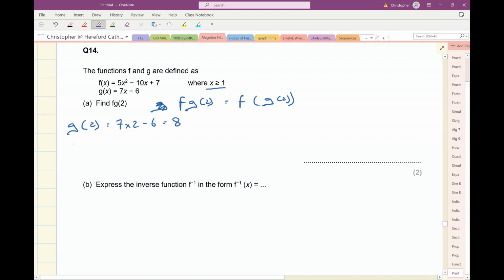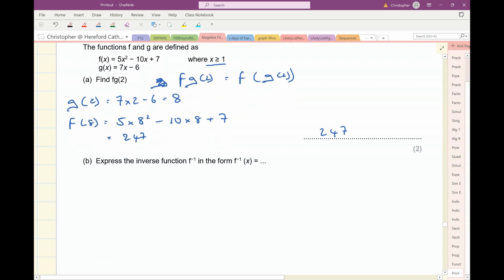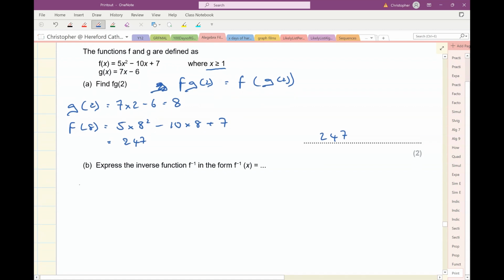So now I'm going to f 8. So that's going to be 5 times 8² − 10 times 8 + 7. Right, bit of calculator action here. 5 times 64 minus 80 plus 7 gives me 247. Okay, express the inverse function in that form. So I've got to find the inverse function of f, haven't I?